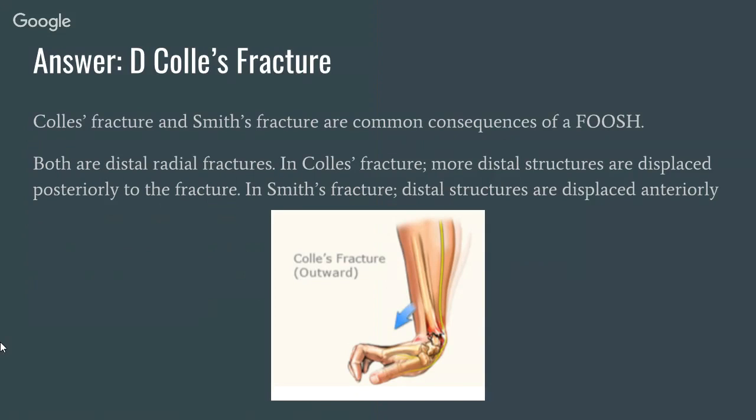The two most important fractures of your radius are Colles fracture and Smith's fracture, and they are very common consequences of a FOOSH. The main things you should remember about a FOOSH, fall on outstretched hand, are scaphoid fractures and then Colles and Smith's, which are radial. Both are distal radial fractures, and in Colles fracture, your distal structures are displaced posteriorly, while in Smith's, your distal structures are displaced anteriorly. So we're all talking about radial injuries, and it's all due to FOOSH injuries.